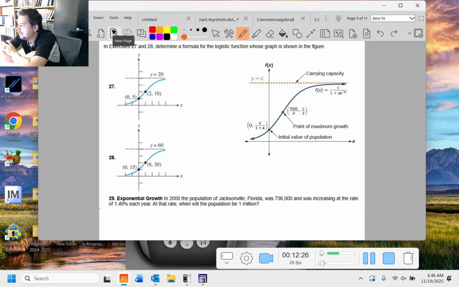So these are basically the same thing. Determine the form of a logistic function, blah, blah, blah. Let's see here. 29, not doing.